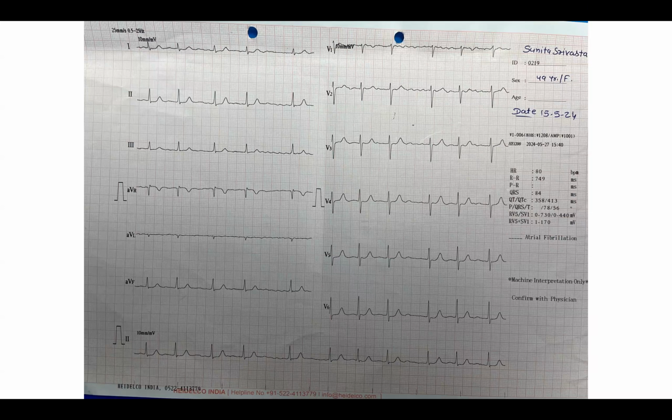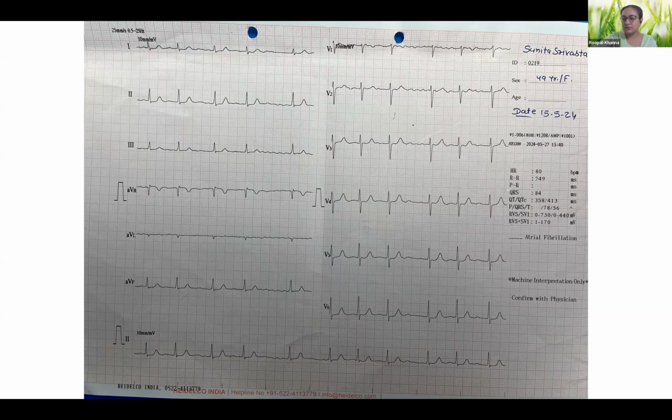So what can cancel RV forces? I gave you the answer. It may be possible in your case. Increased LV forces. Okay, if there is significant LVH, the RV forces can be cancelled. Okay, that is one thing.